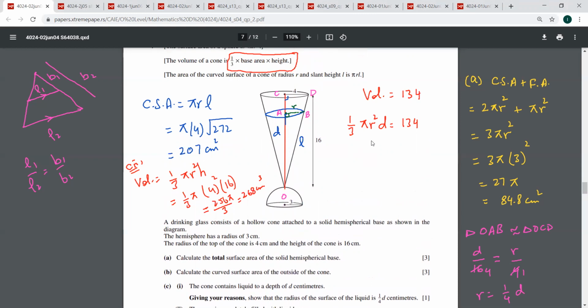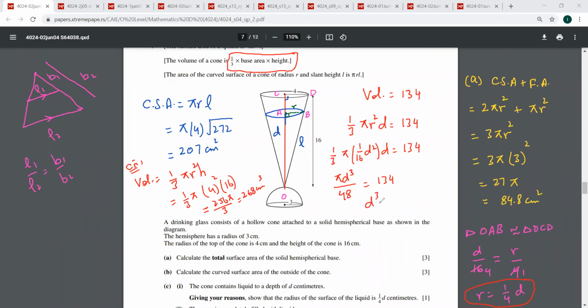So can I say that using this relation over here, let me show you. He has given us a clue using the answer to these two parts. So can I change the r with a quarter of d? This would become 1 over 3 pi, 1 over 16 d square pi, into d, that is equal to 134. So this is going to be 1 over pi d cube over 48, that is equal to 134.